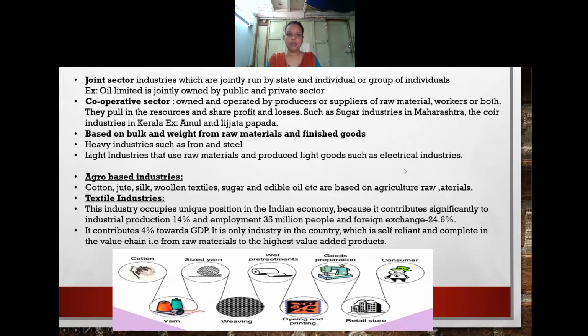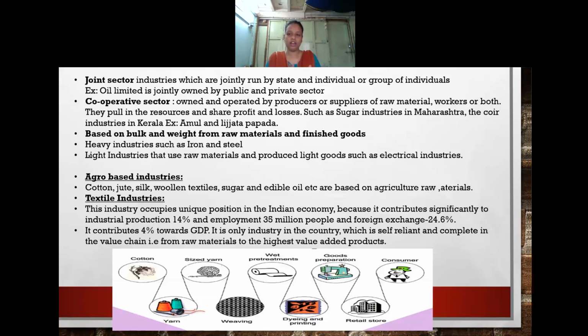Joint sector is nothing but a sector which is run jointly by the state and an individual or a group of individuals. It is run by one state together with another party, so there will be an agreement between them. It is jointly run by the state and the individual.